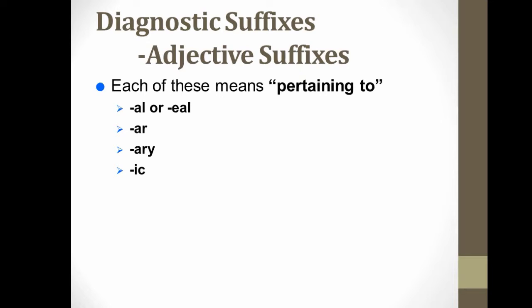As I mentioned earlier, the adjective suffix, all this means is that the ending means the same, but the spelling of the suffix is different. So each of the examples listed above on this slide, AL or EAL, AR, ARY, and IC, all mean pertaining to, but contingent on the word and the spelling of the word that will determine which suffix will apply to the word root.